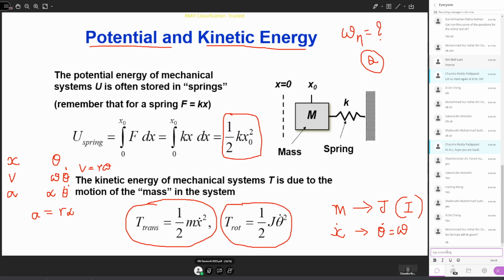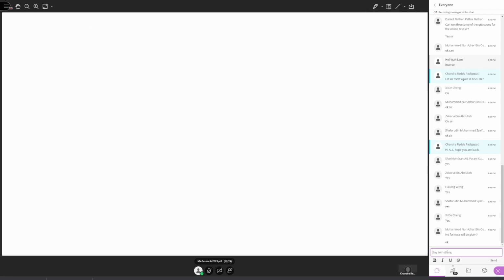So like this, the mass is replaced for linear motion. For rotation, mass is replaced with mass moment of inertia, J. So similarly, you have potential energy, okay, and for rotation, you have half J into omega square, rotational kinetic energy.